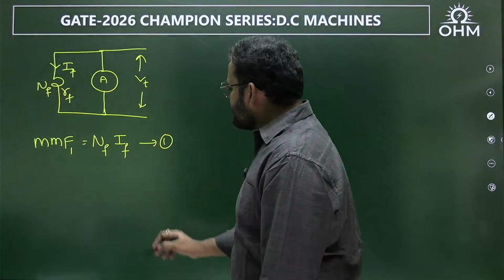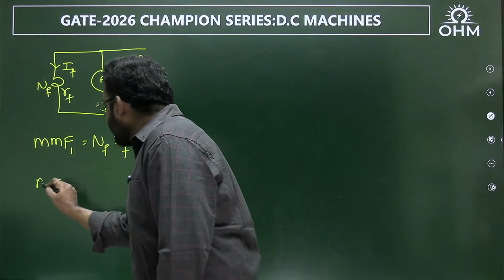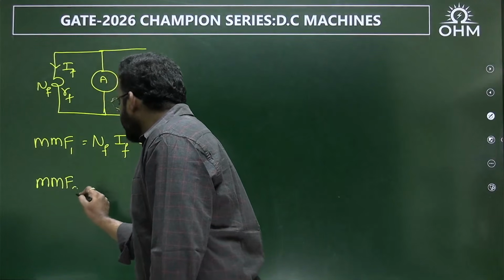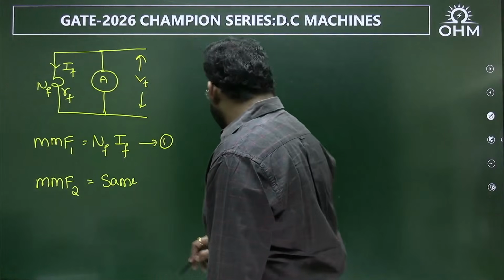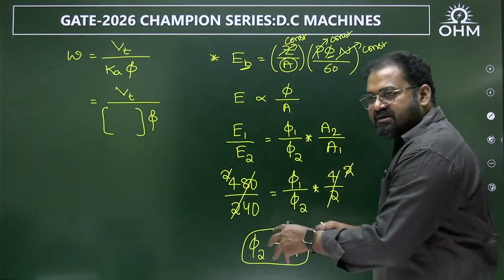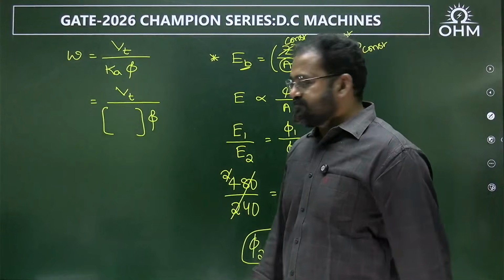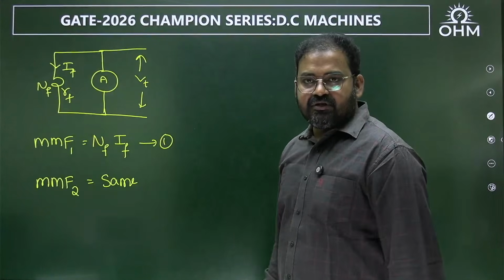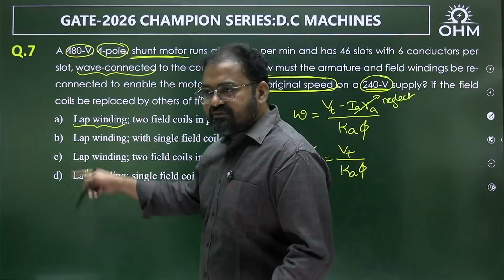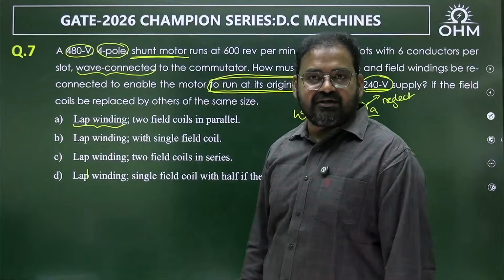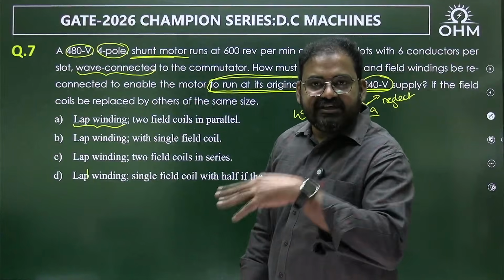Coming to the next case, in the second case also the MMF must be the same. Then only the flux will be the same in both cases, and that will satisfy the given condition. MMF must be the same. Now what is the second case? Any of the 4 options might be the second case. Therefore, I will verify each and every option.